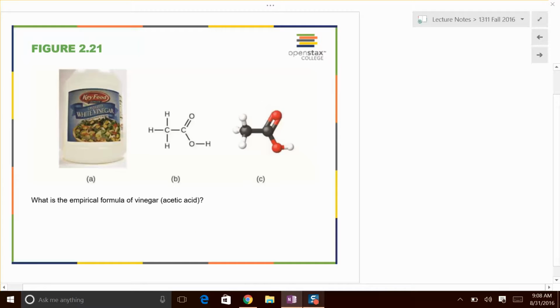What is the empirical formula of vinegar, acetic acid? Say it again, what? C2, 4, okay, 2 oxygens. What's the empirical formula then? Okay, CH2O. This is not a carbohydrate though. Sorry.